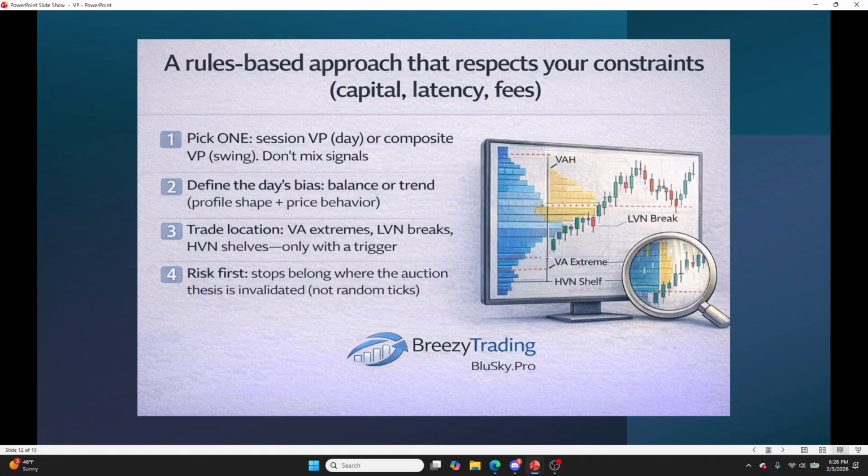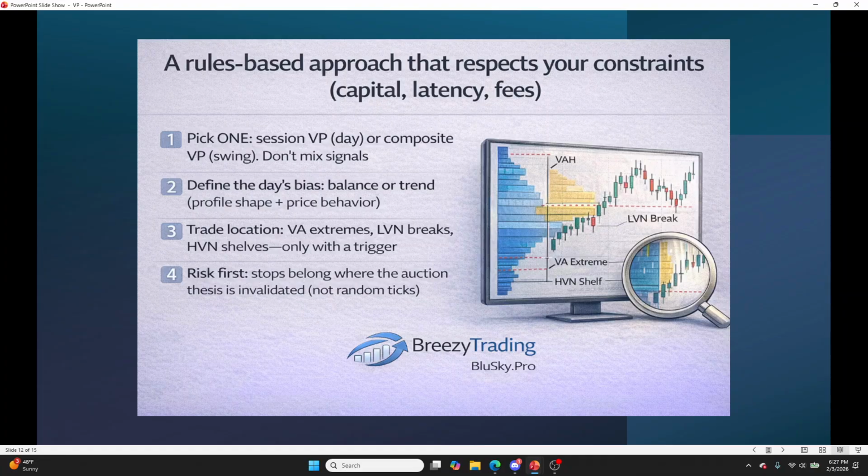Define the day's bias. Are you balanced or trending? And is the profile shape plus the price behavior really driving the trade? That is important, and I'm going to cover probably the four most basic images that the profile dictates and how you want to trade them. And then trade location must be known. Are you at a value area extreme, a low volume node break? Are you in a shelf that's being respected? All of those have to be validated with a trigger.